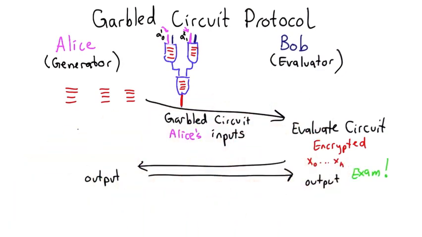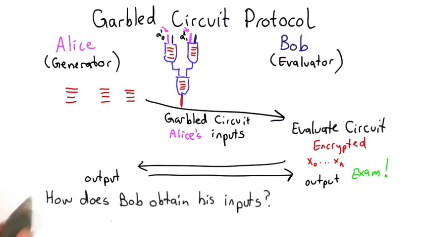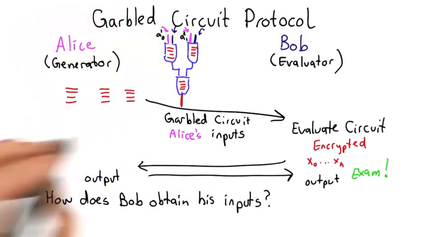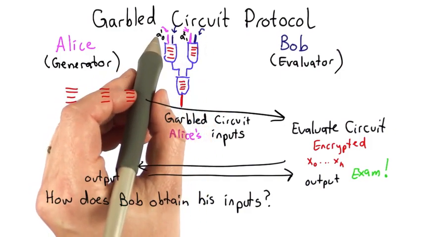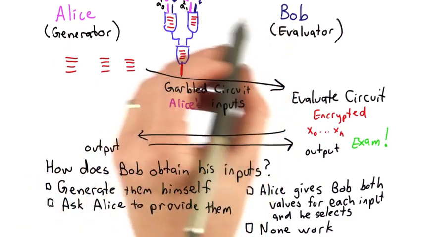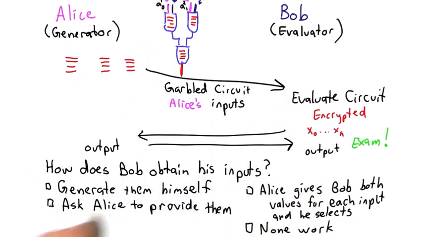But there is one more question that I do need to talk about. That's the question of how does Bob obtain his inputs to the circuit? To evaluate these tables, Bob needs to know both Alice's inputs and his inputs. So here are the choices. Well, Bob could generate them himself. He could ask Alice to provide his inputs. He could ask Alice for both possible values for all of these wire labels and then select the right one corresponding to his inputs. Or none of these possibilities actually work.